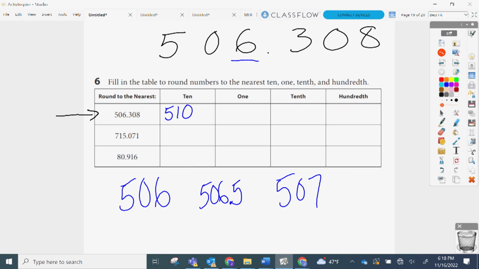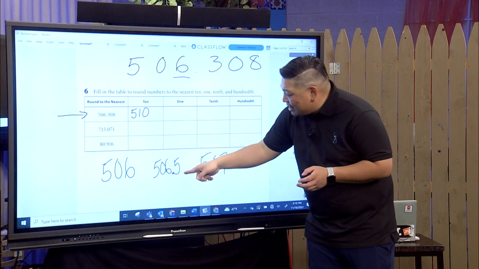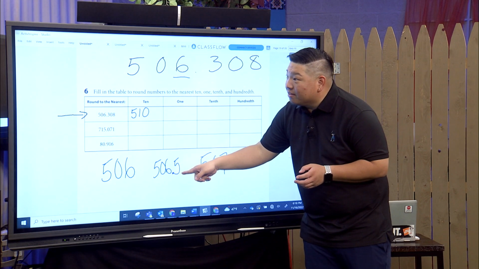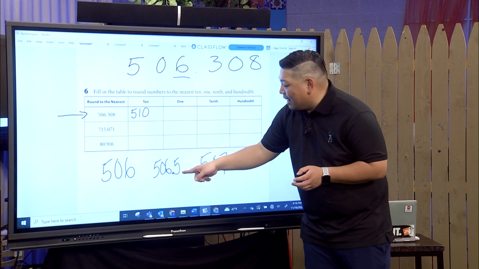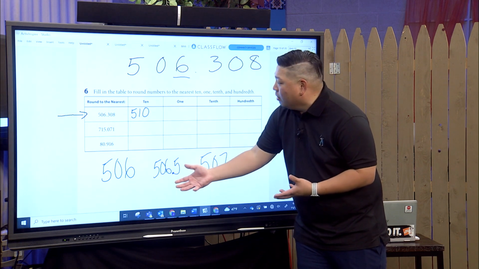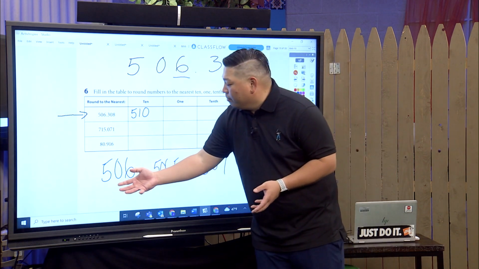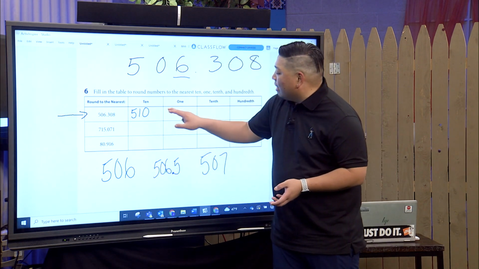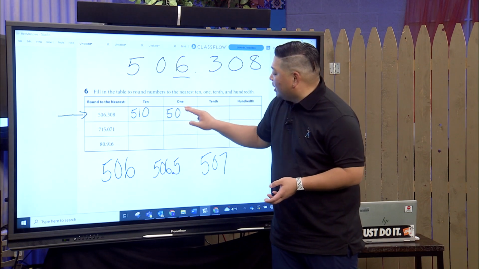You're right. But if we were actually going to take a look at the numbers, we would be able to see and compare our 500, our 0 tens, our 6 ones, and then we look at our tenths place. So our tenths place is going to tell us, well, I have 3 tenths. Is that greater than or less than 5 tenths? That's less than. So it's going to be to the left of it, or it's going to be less than our middle number, which means we're going to be closer to 506. We're going to round down to 506.